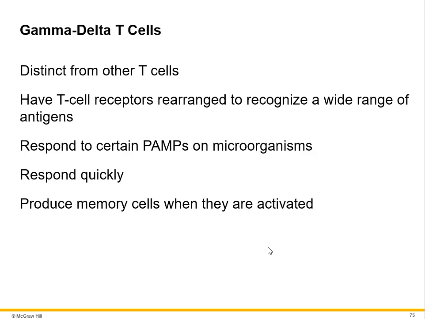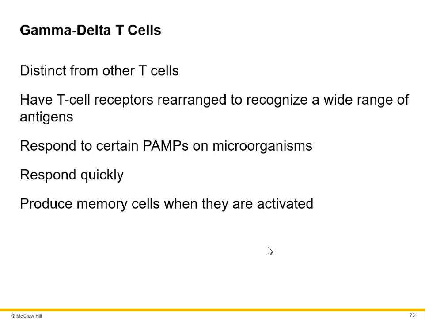So gamma delta T cells. I wondered, why is it called gamma delta T cells, right? So they have T cell receptors that actually have, instead of an alpha and a beta polypeptide chain, a gamma and delta version, and that's why they're called gamma delta T cells.